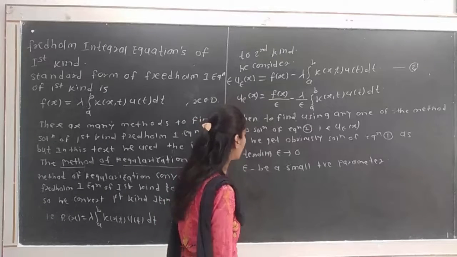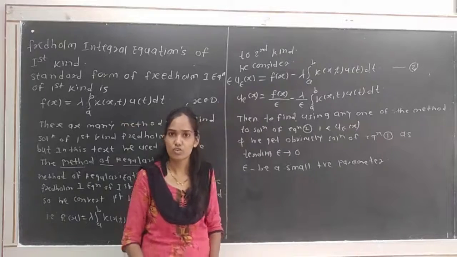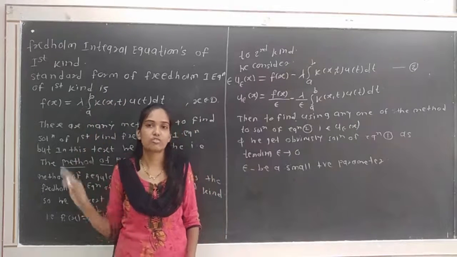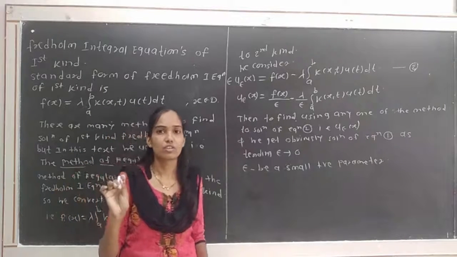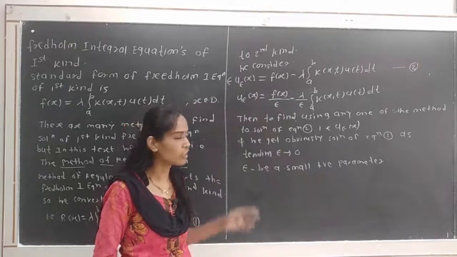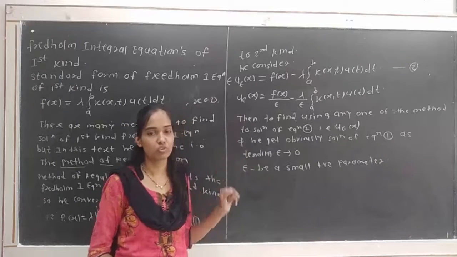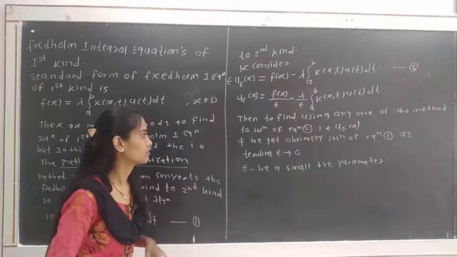Okay, that is the u of x. So in this way we can solve the Fredholm integral equation of first kind using the method of regularization. We only want to convert first kind to the second kind, and then use any one method of solving second kind Fredholm integral equation. So we see one example on that.